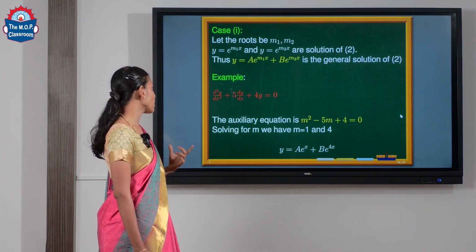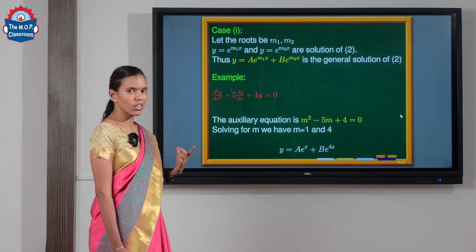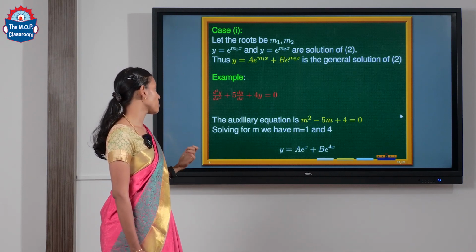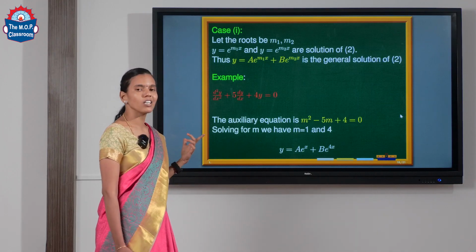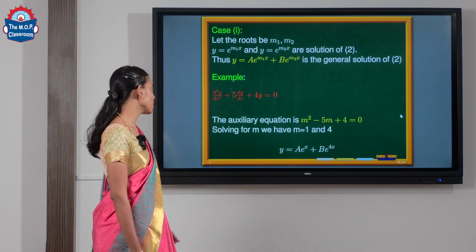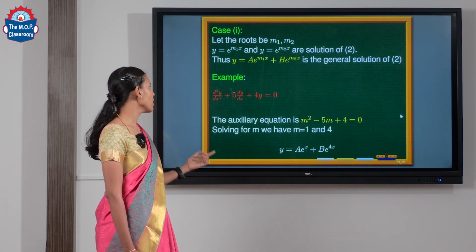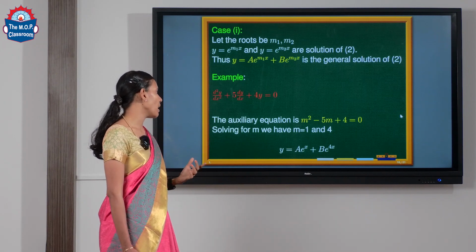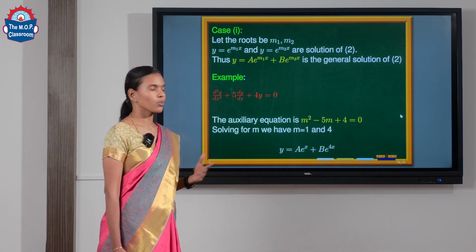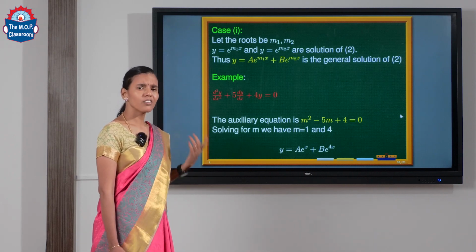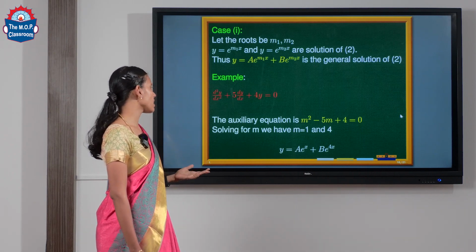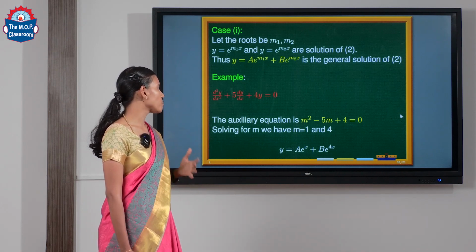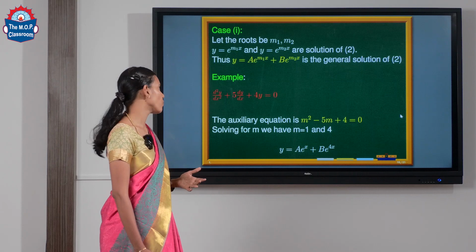The question given is a second order linear differential equation with constant coefficients: d square y by dx square plus 5 dy by dx plus 4y is equal to 0. Now I am writing the auxiliary equation for this differential equation. It can be written as m square plus 5m plus 4 is equal to 0. On solving, I arrive at the m values 1 and 4. Here my roots are real and distinct. So I am writing the general solution as y is equal to a e power x, because my m1 is 1, plus b e power 4x, my m2 is 4.